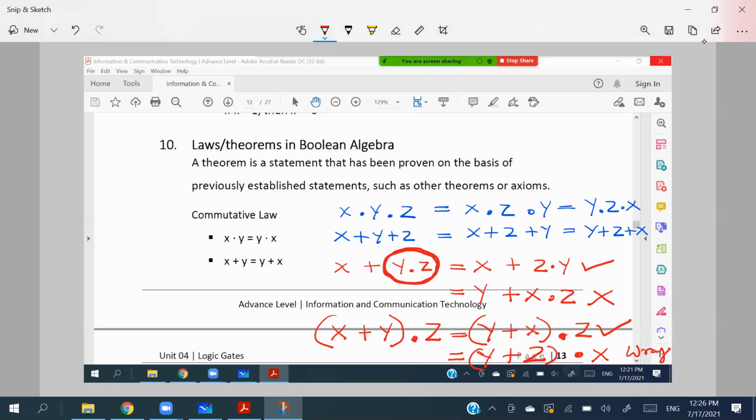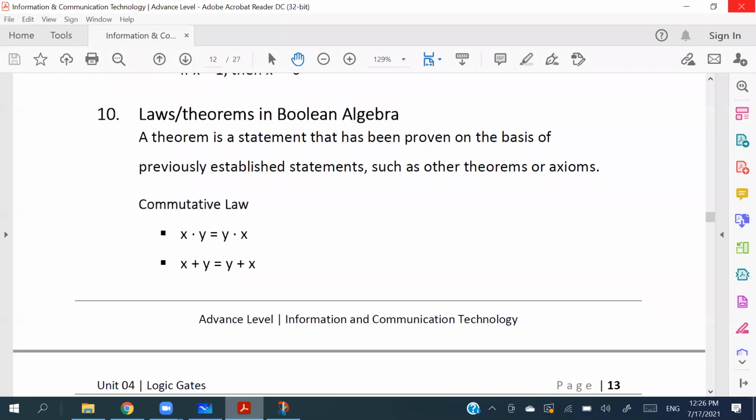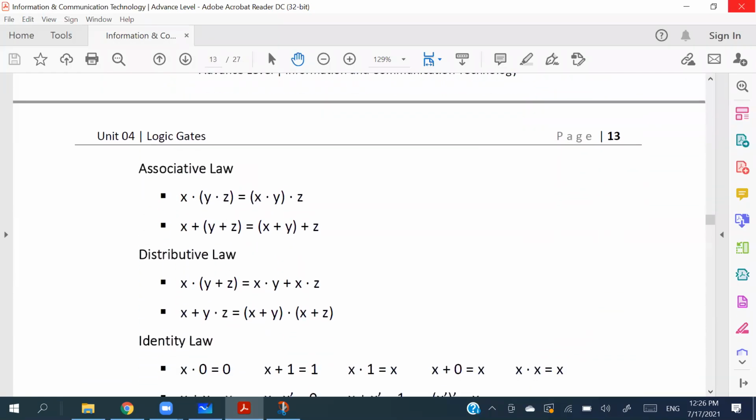Okay, all right. So then you have another law called the associative law.